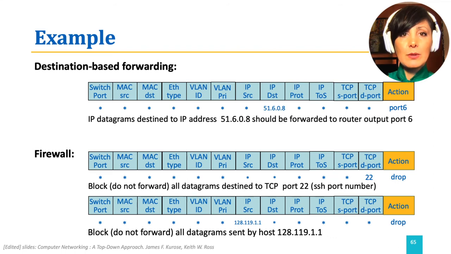For example, 128.119.1.1, probably because it is detected malicious. The rules to match TCP header fields was used in the first and the IP datagram header fields in the second firewall example, both possible in the generalized forwarding using OpenFlow.